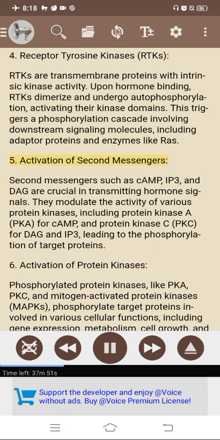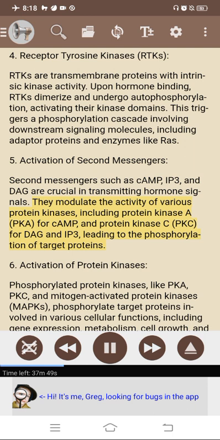5. Activation of second messengers. Second messengers such as cAMP, IP3, and DAG are crucial in transmitting hormone signals. They modulate the activity of various protein kinases, including protein kinase A (PKA) for cAMP and protein kinase C (PKC) for DAG and IP3, leading to the phosphorylation of target proteins. 6. Activation of protein kinases.